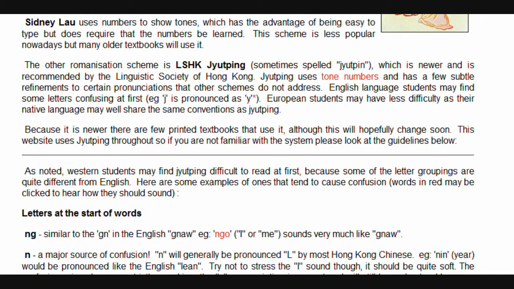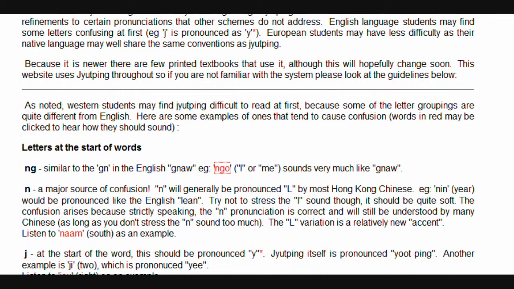Letters at the start of words. NG, similar to the ng in the English word nor, e.g. ngo. N is a major source of confusion. N will generally be pronounced L by most Hong Kong Chinese, e.g. nin, year, would be pronounced like the English lean. Try not to stress the L sound though, it should be quite soft.